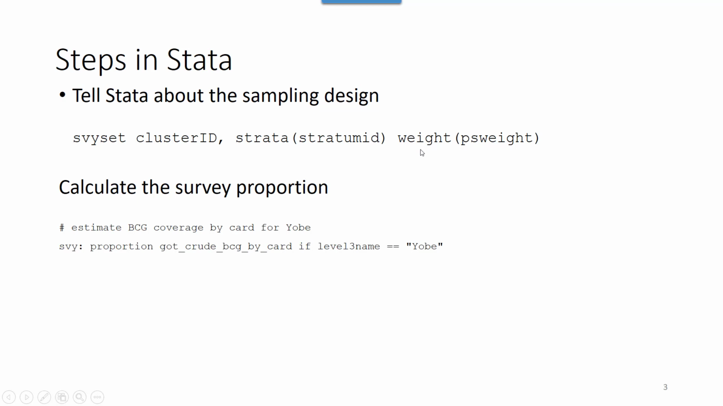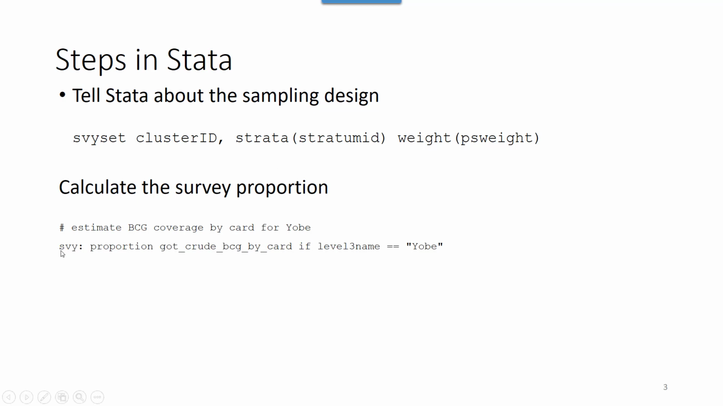And in this case, we're summarizing it using the one-stage syntax, and so we tell it the name of the weight variable using the weight option. In this case, this is the post-stratified weight. We just do this once, and then we can run a number of survey estimation commands. We don't have to do this before every command, but we do have to do it in every analysis session where we're going to estimate survey quantities.